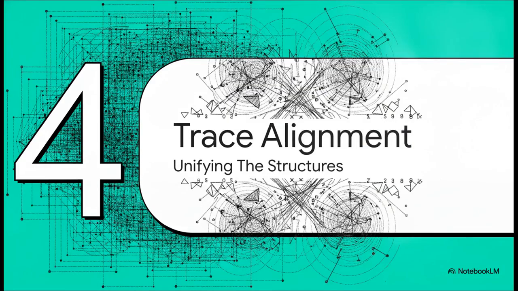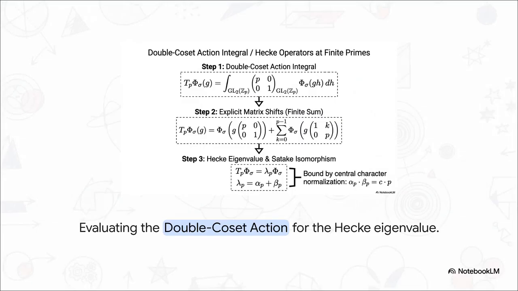This brings us to the absolute climax of our explainer, Chapter 4, Unifying the Trace Alignment. Now, this is where the harmonic matrices and arithmetic structures perfectly collide. Let's move to and see how this builds.